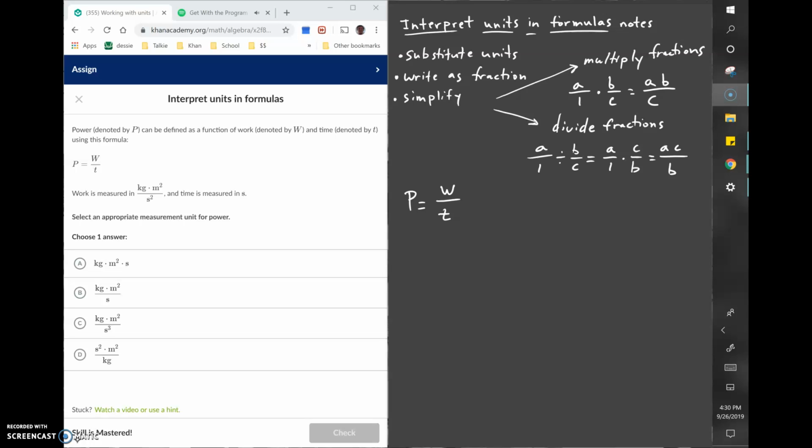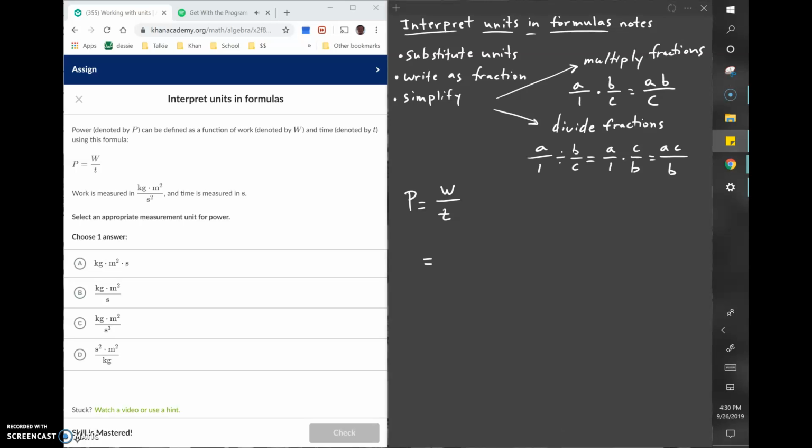Power, denoted by P, can be defined as a function of work and time using this formula. So you have P equals W divided by T, and then it says work is measured in kilograms times meters squared divided by seconds squared, and time is measured in seconds. So we're going to have to do some substituting for W and T. So let's go ahead and do that.